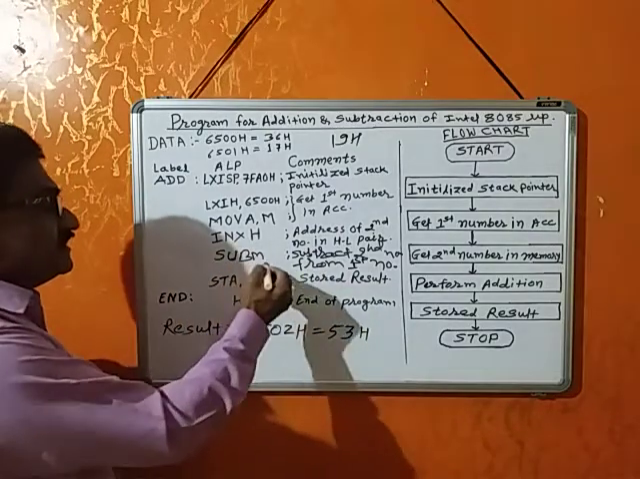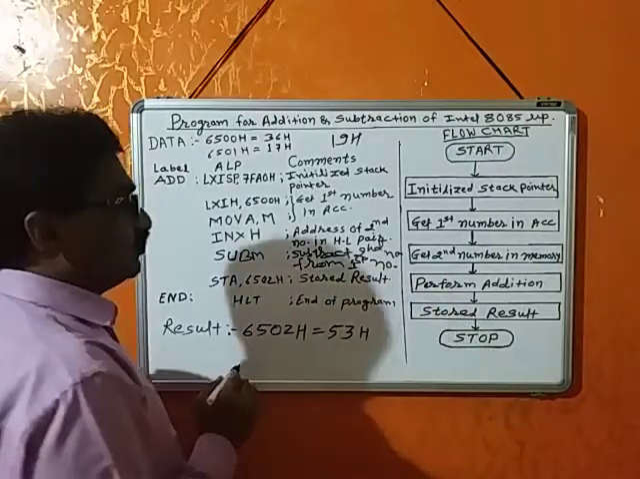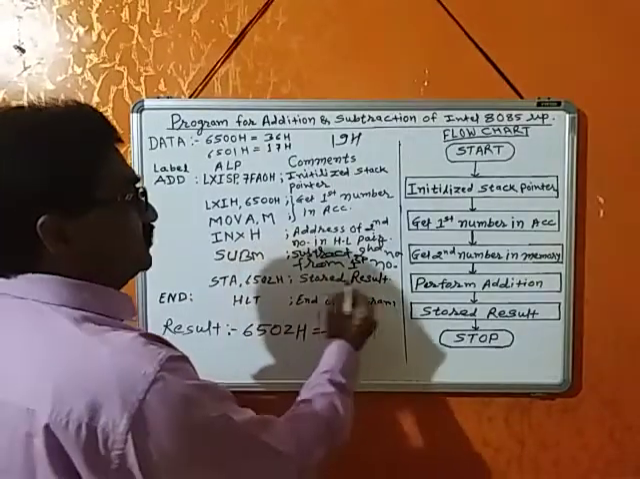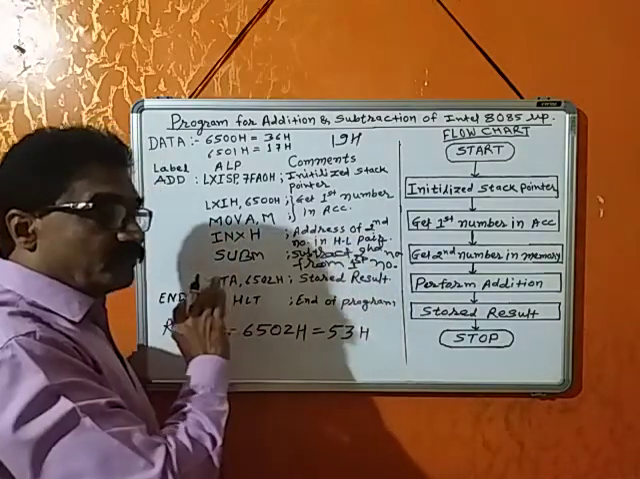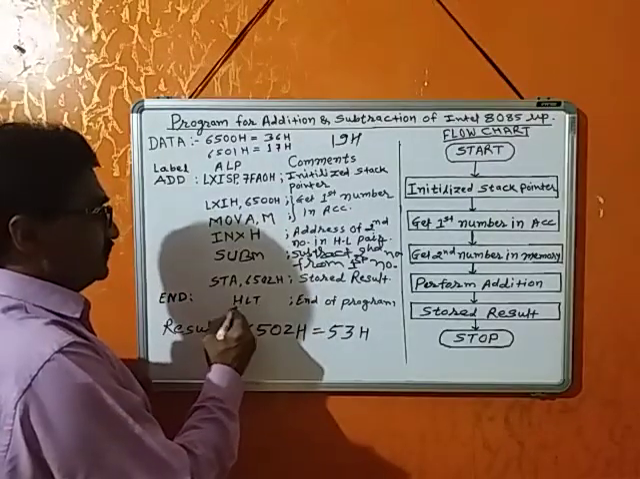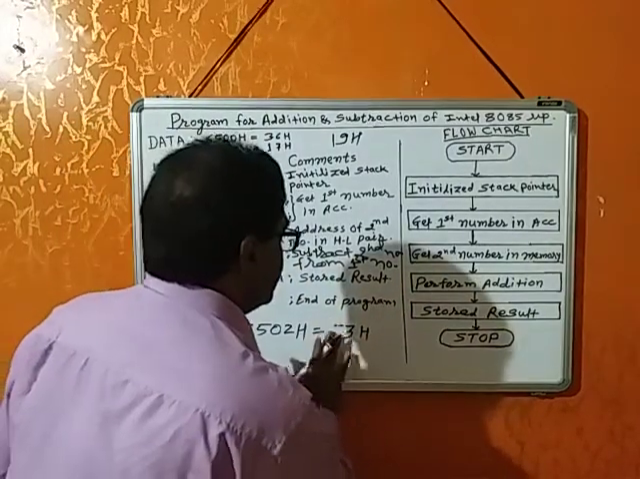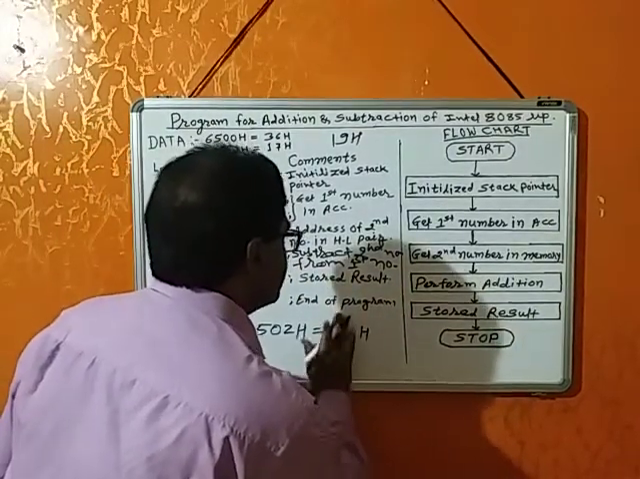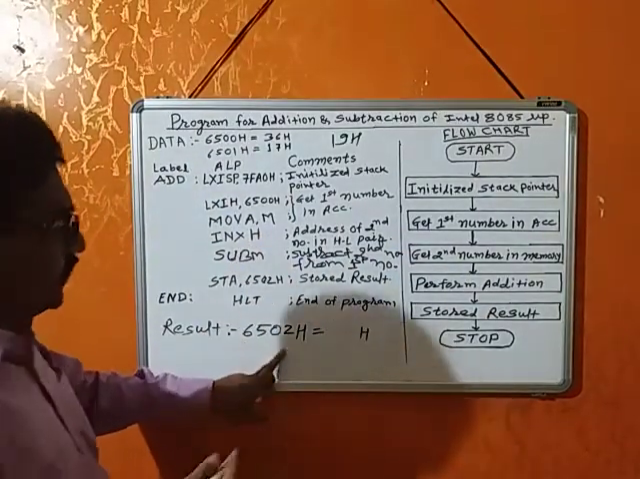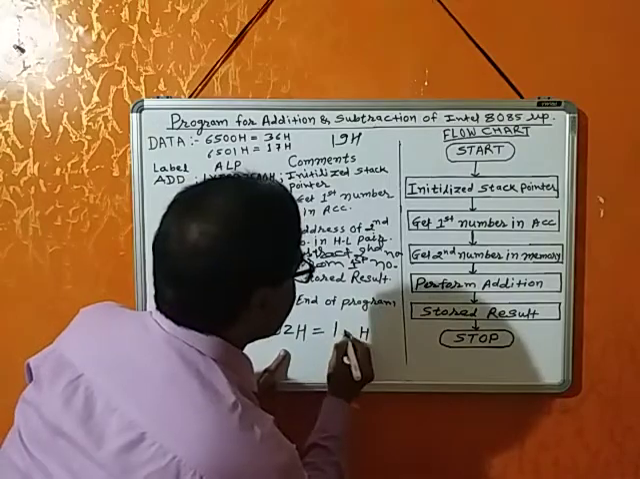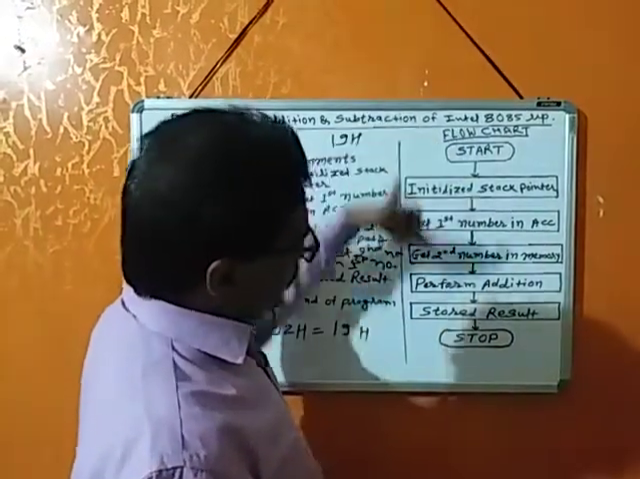Then this result is transferred to the memory location 6502H, means to store the result. Then here the program is finished. The instruction HLT ends the program. Then if we find out the memory location 6502H, we get the result 19H. Similarly, in the flowchart, all the blocks are the same.